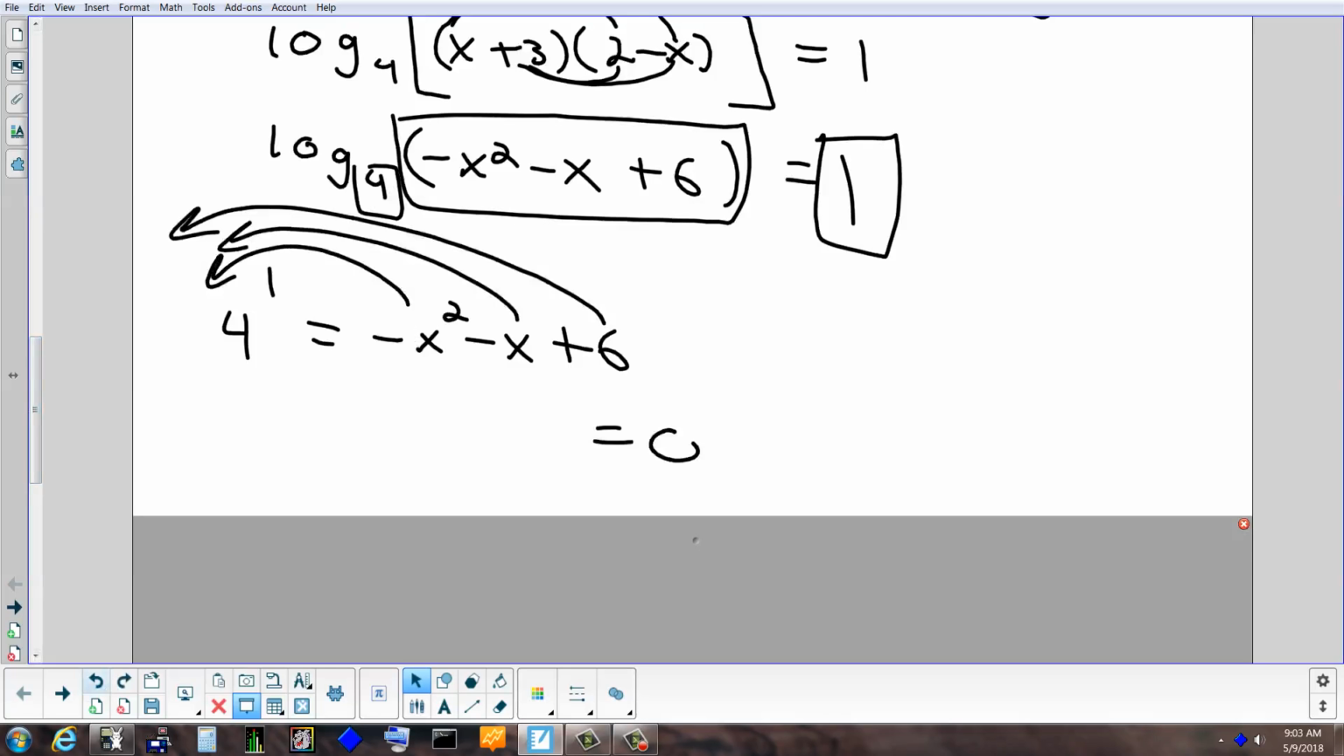So when I do that, I'm going to be left with 0 on the right. I'm going to have to add the x squared. So it's going to become plus. I'm going to add the x to move it. And I'm going to subtract the 6, but I already have a 4 there. So when I subtract the 6 from the 4, what does that leave me with? Negative 2. Negative 2 equals 0.